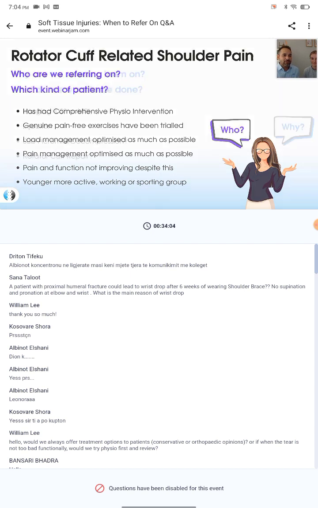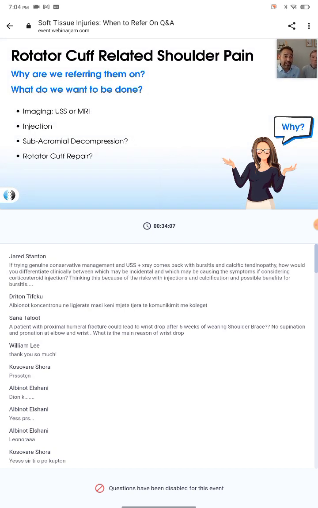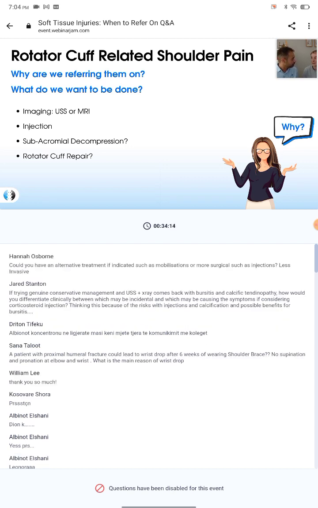So, in terms of why we're referring them on, I suppose, as you said, Marie, the suggestion is going to be that the surgical option is going to be a subacromial decompression. We could always talk about injections. Yeah, as well. That's on there, so go for it.